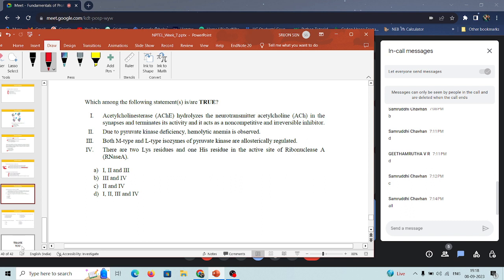Although I have not spoken about these enzymes, you must have studied the structure and function of these enzymes sometime. Just a small hint I can give you: if you know about the structure of a particular enzyme, you can tell which option is correct or incorrect, because the other three, or two, might be correct.